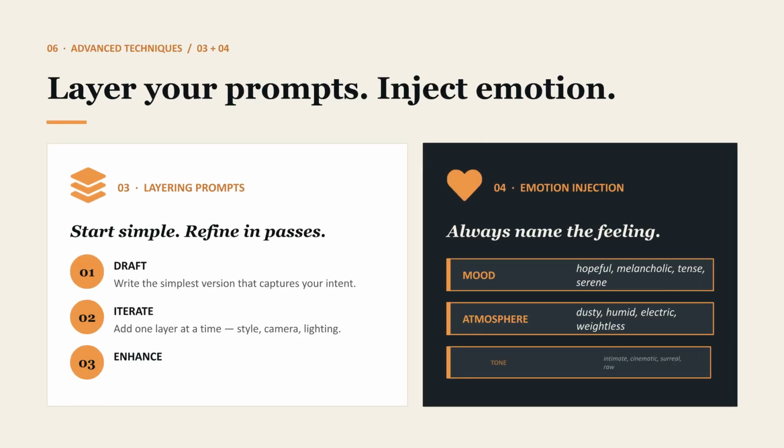There are two useful prompting techniques. First, layering. Start simple, then add details step by step: style, camera, lighting, and mood. For instance, draft: a robot finds a flower. Improve: a small rusty robot finds a white flower in a ruined city. More directed: a small rusty robot finds a white flower in a ruined city. Low angle cinematic shot, dusty atmosphere, late afternoon light, quiet, hopeful mood, 3D animation style. Second, emotion injection. Always name the feeling: hopeful, tense, peaceful, mysterious, etc. Without emotion, the AI may create something technically correct but emotionally flat.